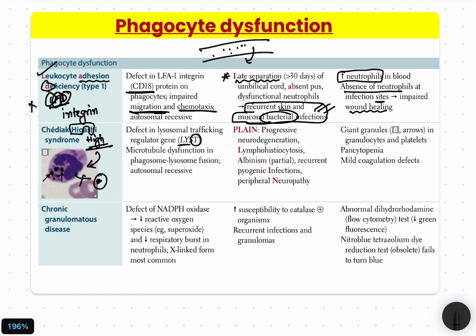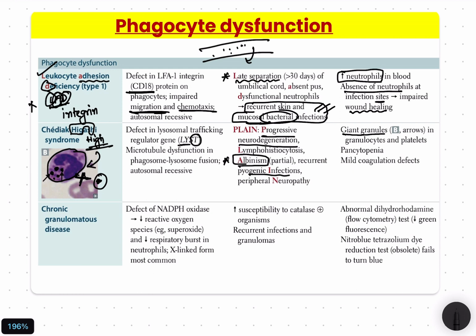Because of deficiency of the lysosomal trafficking regulator gene, this is not going to happen. So these phagocytes are there with their granules inside, and this is not going to be processed inside the lysosome. So here this patient will be presented to you with large granules, and the patient will be having progressive neurodegeneration and albinism. So albinism will be a very important finding here.